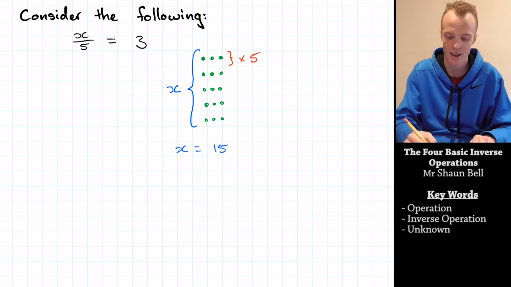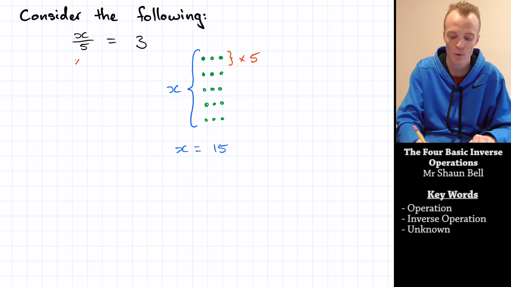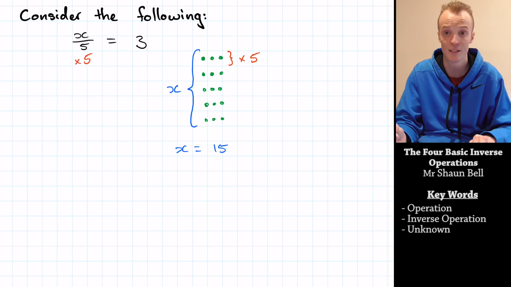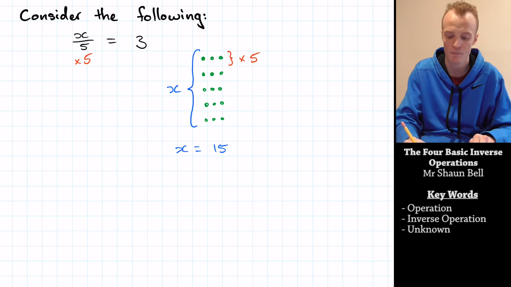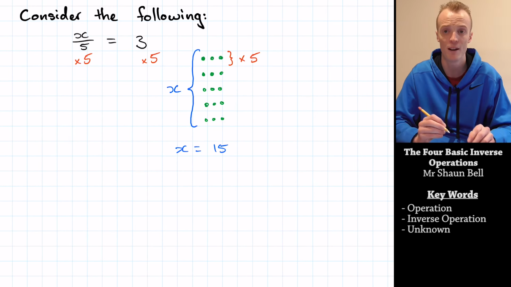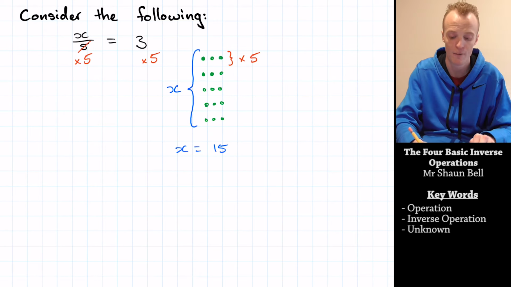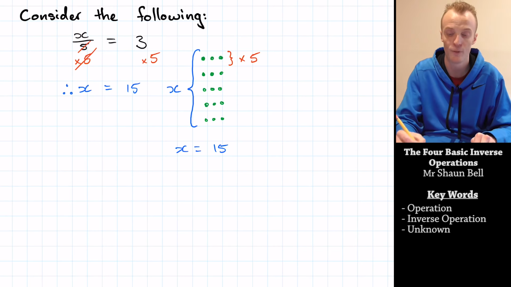So to isolate the x on the left-hand side here, we actually had to multiply this side by 5. But whatever you do to one side, you must do to the other to keep it balanced. So we have to multiply the right-hand side by 5. Of course, when you multiply the left-hand side by 5, these cancel, and we've isolated the x on its own, and it's going to equal 3 times 5, which is 15. Therefore, we're proposing that x equals 15.